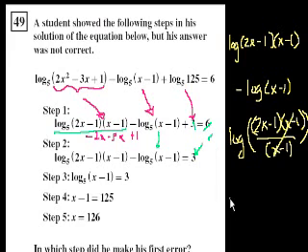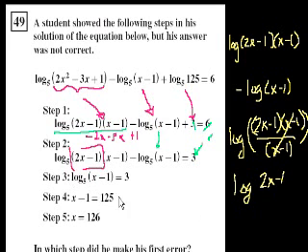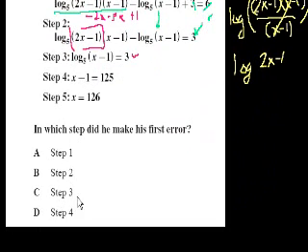And then he gets, oh, but that's where he made his mistake, right? What you end up with when you cancel out the two x minus 1s is log of 2x minus 1. This x minus 1 and this x minus 1 cancel out, and he should be left with just the 2x minus 1 in the logarithm. But instead, somehow, he got rid of the 2x minus 1 and ended up with just an x minus 1 here. So step 3 is where he made his first mistake. Step 3.